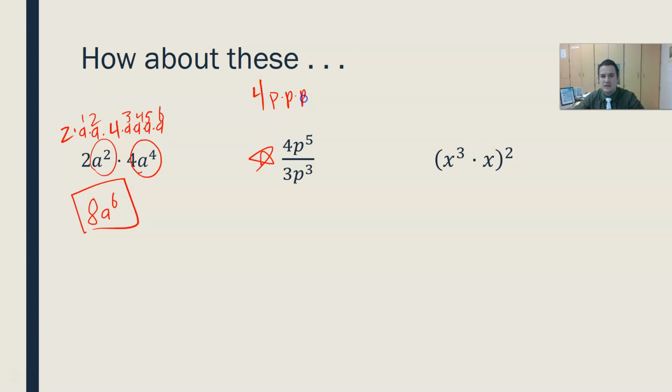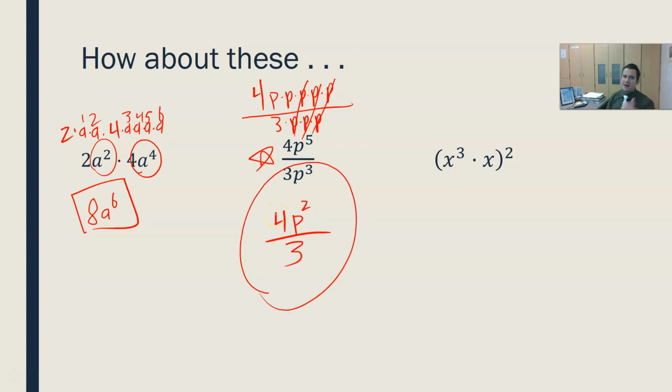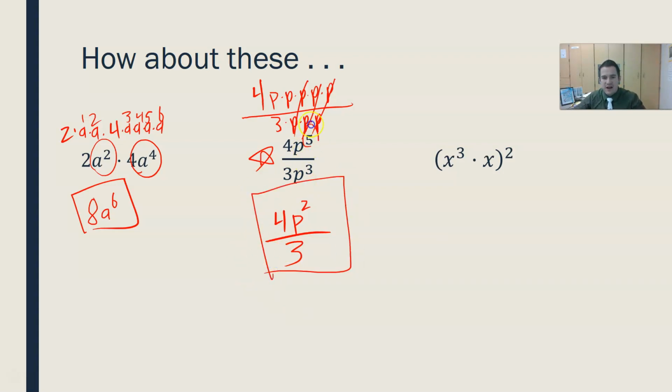This one right here, if I was doing it before, I would have accordioned it out. 4p times p times p times p times p over 3 times p times p times p. And 3 of these p's would cancel out, which would leave me with 4p squared on the top and 3 on the bottom. But I didn't have to accordion it out. You probably notice that 5p's minus 3p's gives me 2p's. So I subtracted those exponents.